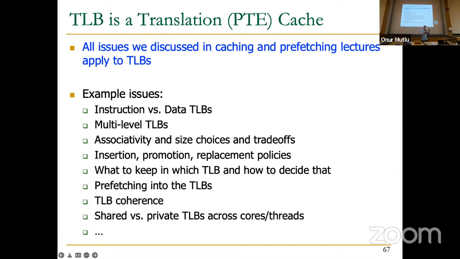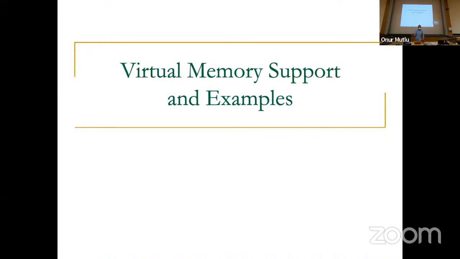Now you see the complexity, right? This sort of coherence is called a TLB shootdown, sometimes, in operating system terminology. You basically need to go and shoot down all of the translations that you have cached in your TLBs. It's a mess, as you can see, right? Now you see these complexities. There's going to be more. Do you have shared versus private TLBs across cores and threads? You can fill in the rest. Okay, now let's take a look at some examples.